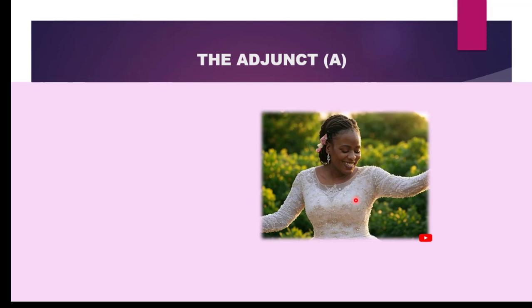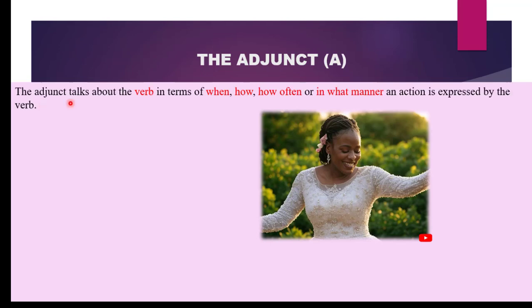What is an adjunct? Let us look at this picture. What can you say? We have a subject, someone performing an action, but we can add more information about what is going on here. For example, we can add information about how the action is performed. That is the work of an adjunct. It adds extra information about the verb. The adjunct talks about the verb in terms of when, how often, or in what manner an action is expressed by the verb.